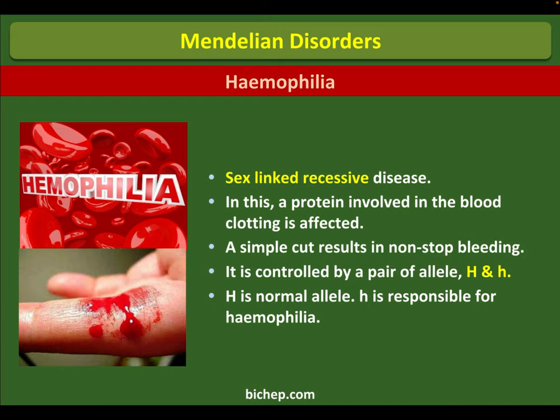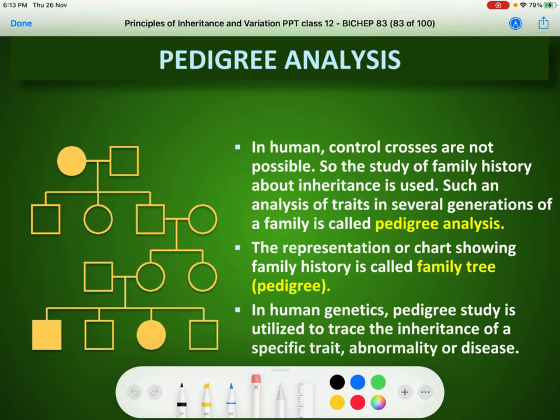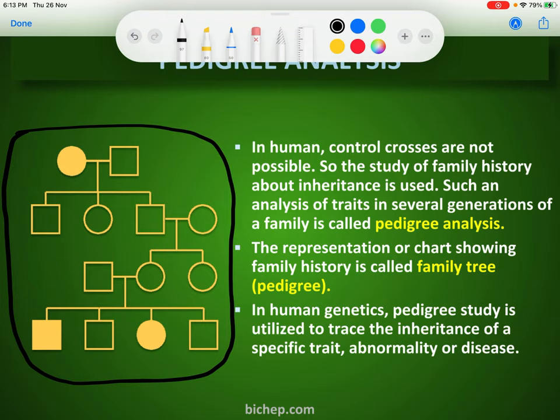These are the examples which we are going to learn later on. First, we are going to see the pedigree analysis. As far as pedigree analysis is concerned, this is the example of how pedigree analysis can be denoted, formulated, and represented. Let us see how it is getting formulated.